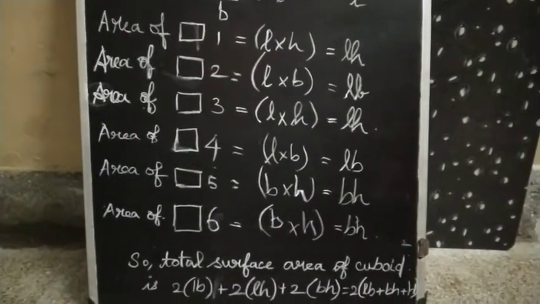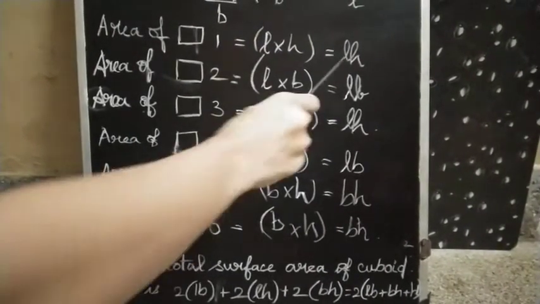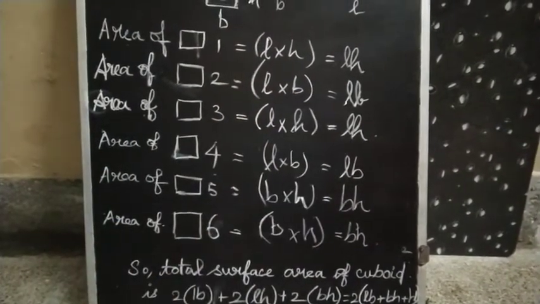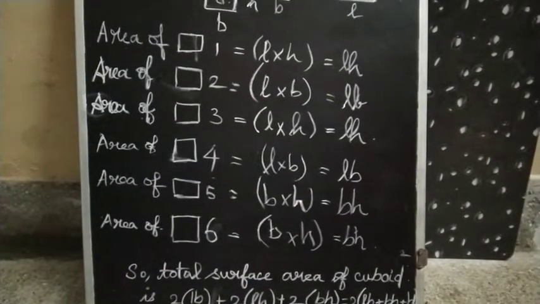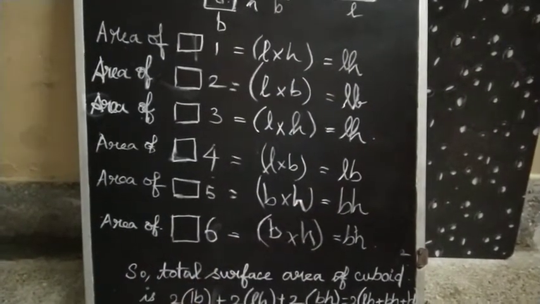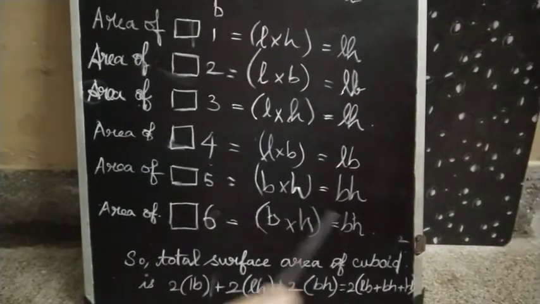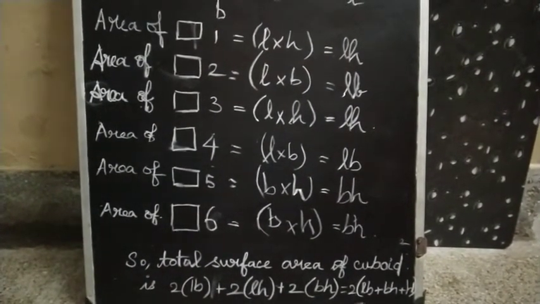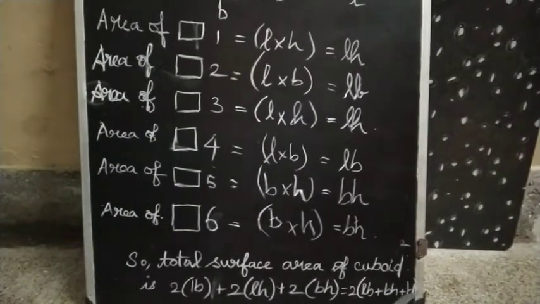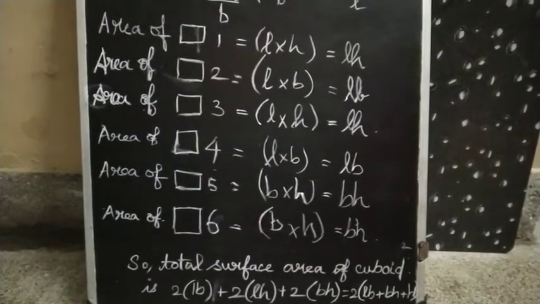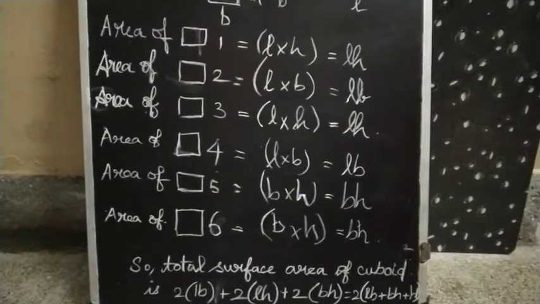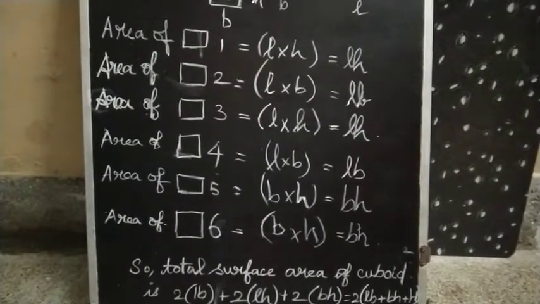Now, total surface area of cuboid. See, LH comes 2 times, LB also comes 2 times and BH also comes 2 times. So 2LB plus 2LH plus 2BH, we simply write it as 2 into (LB plus BH plus HL). L represents length, B represents breadth and H represents height.